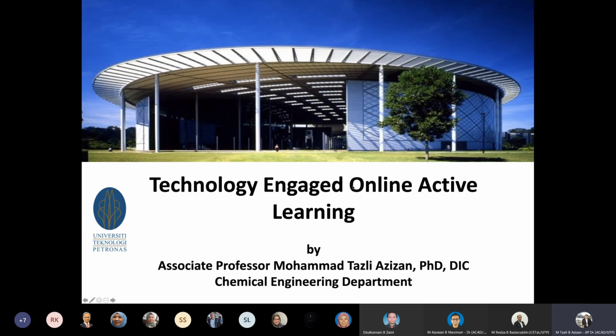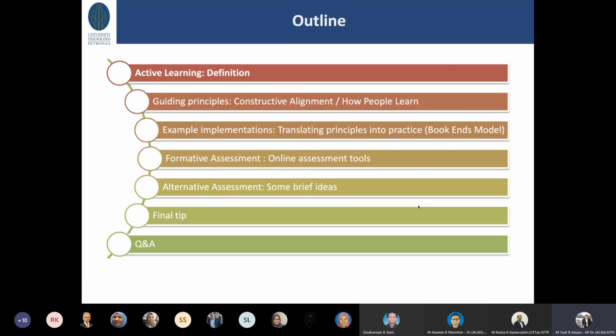Okay, so without further ado, let's have a look at the slide that I have shared with you. Right. So today, there are several things that have been outlined here. We're going to talk about the definition, and then we're going to look at the guiding principles. We're going to look at example implementations, particularly the books and models, to refresh it up. And then we're going to have a look at the online assessment tools. We will talk a little bit on alternative assessment, some brief ideas, and then some final tips and Q&A session.